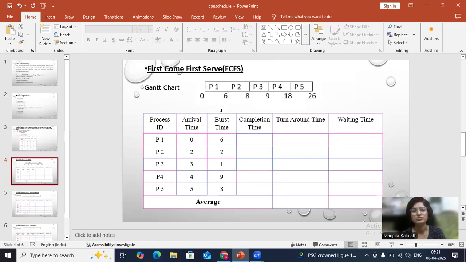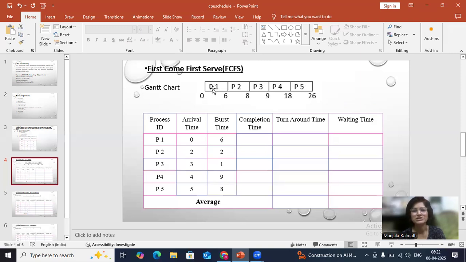Now it starts from 0 and the maximum time required is 6. After 6 only will it give control to the next process for execution. In first come first serve, P1 comes first, and its arrival time is 0. We have to notice how arrival time is taken, and according to that we go for the services. So P1 arrives at unit 0, and its burst time is 6.